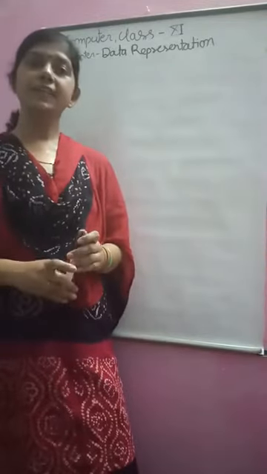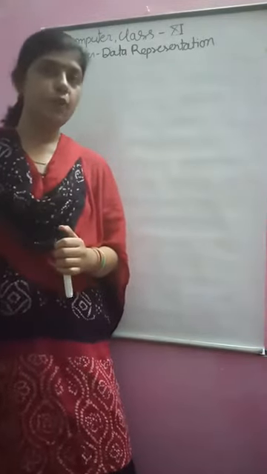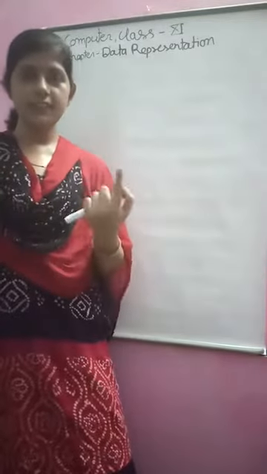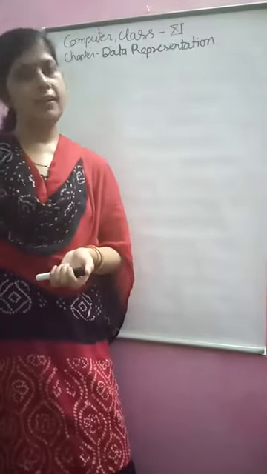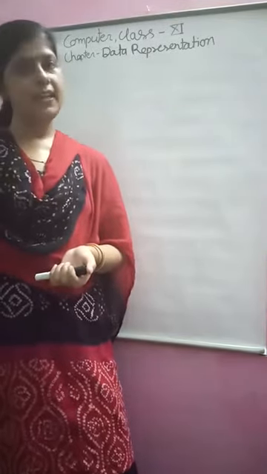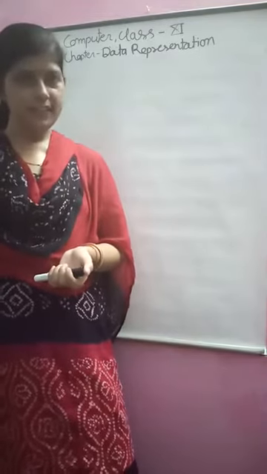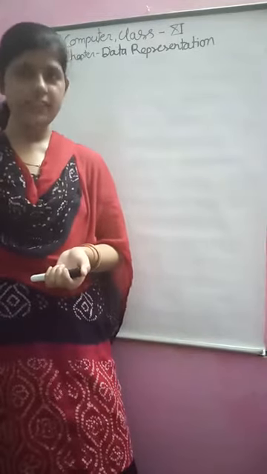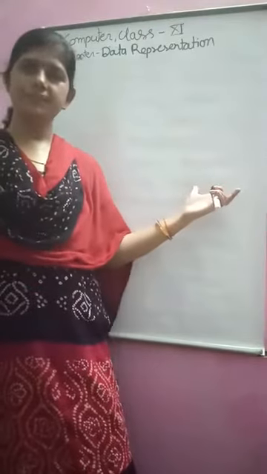How can you represent 10, 11, 12? 10 does not mean 1 and 0, two digits. It is a single digit. We denote 10 as A, 11 as B, 12 as C, 13 as D, up to 15 as F.